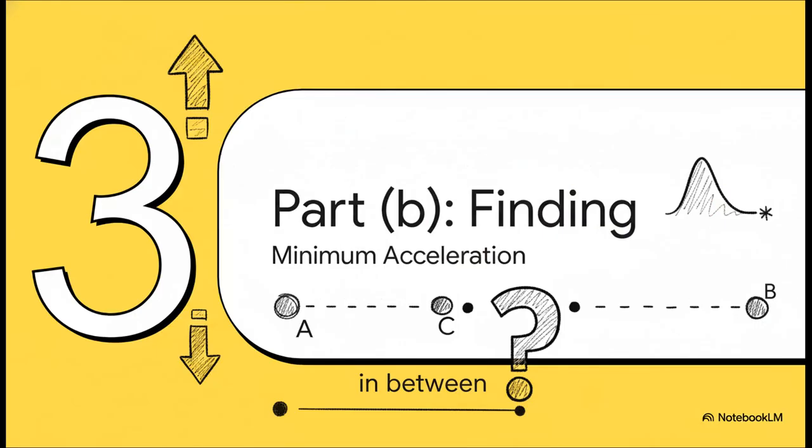But part B? Oh, part B is where it gets really fun. We have to find the minimum possible value for the total acceleration. Now, you might think it's one of the two numbers we just found, right? But that's not always the case. The real minimum could be hiding somewhere in between those points.